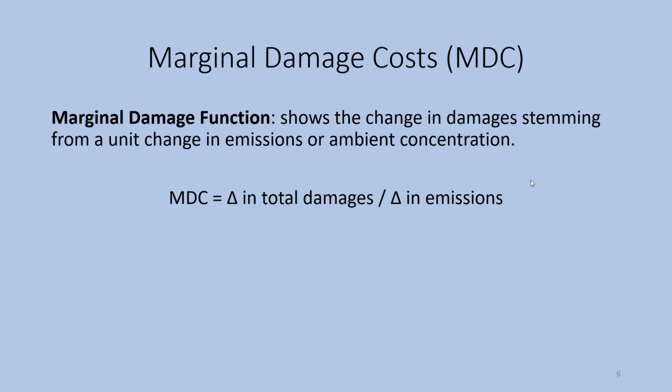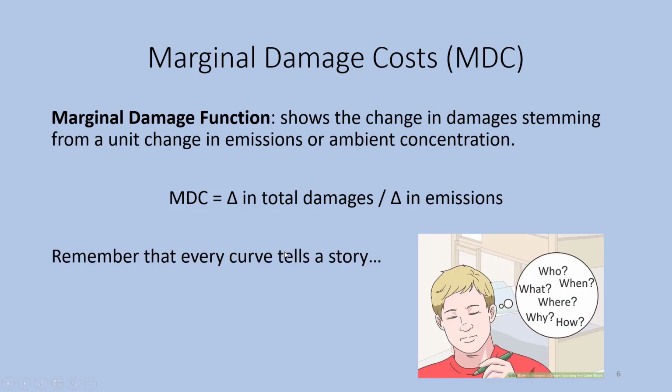So for example, how much does, say, an increase of 1 ton of carbon dioxide in the atmosphere, how much damage does that cause? That is the marginal damage cost of that emission. Or what is the damage caused by an increase in one, say, part per million change in the atmosphere? Again, that would be the marginal damage cost of that particular change. All right, so keep that in mind.